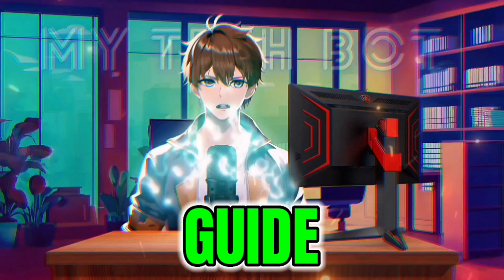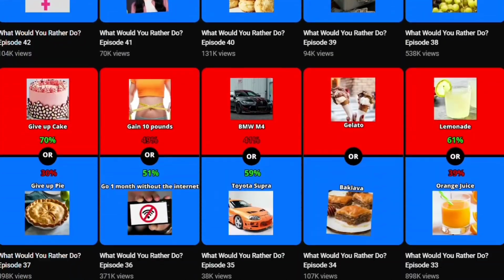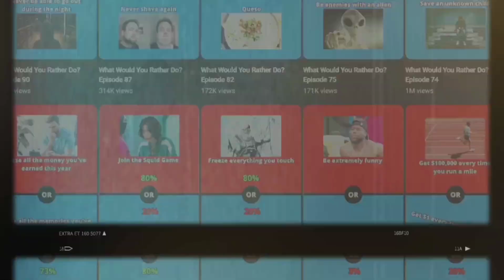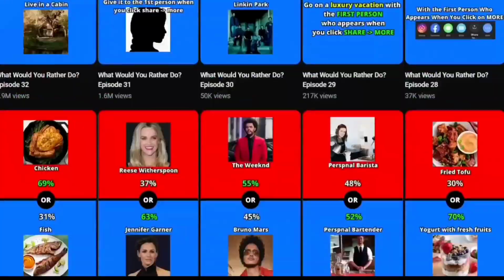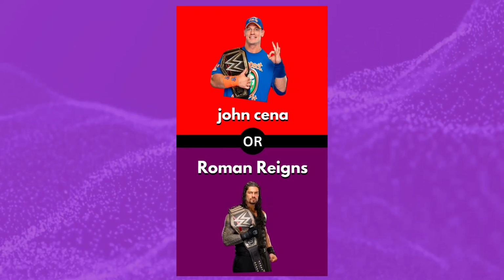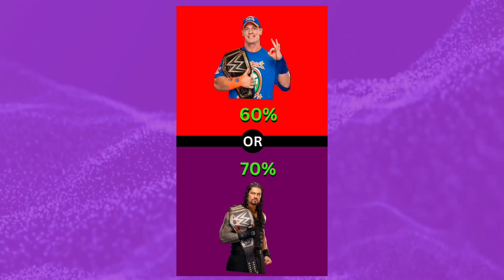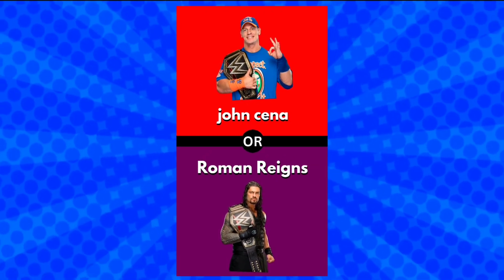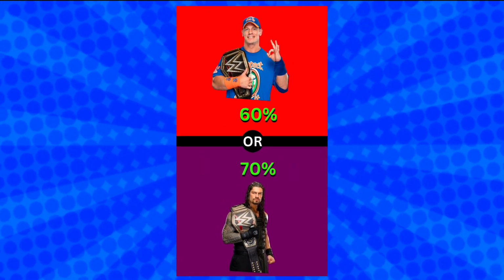In this video, I'll guide you on crafting similar videos and share an exclusive tip to help you score millions of views. Now let's dive into one of these short clips to unravel the magic. John Cena or Roman Reigns? Creating these videos involves a background with two colors and a middle border, presenting two choices for viewers.